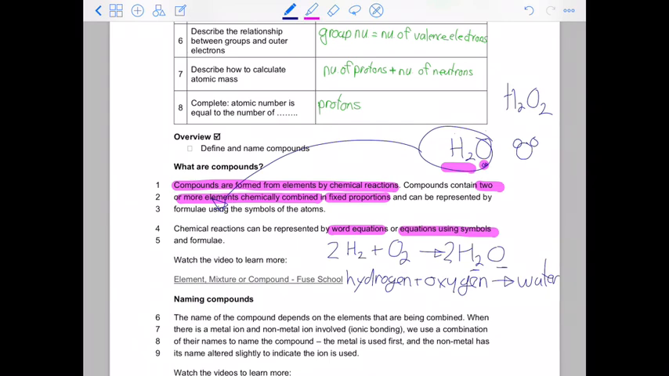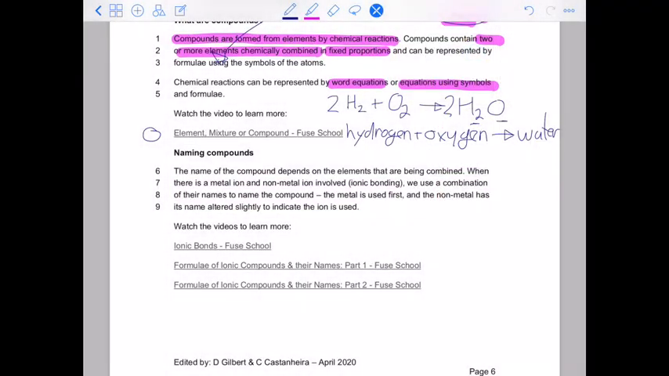So there's different ways of doing that. What I'd like to do now is pause the video and we'll have a go and watch this Fuse School video. You can either click on the link or you can just put into YouTube "element mixture compound Fuse School" and it will pop up. Hopefully you now have a better idea of the difference between an element, a mixture, and a compound.